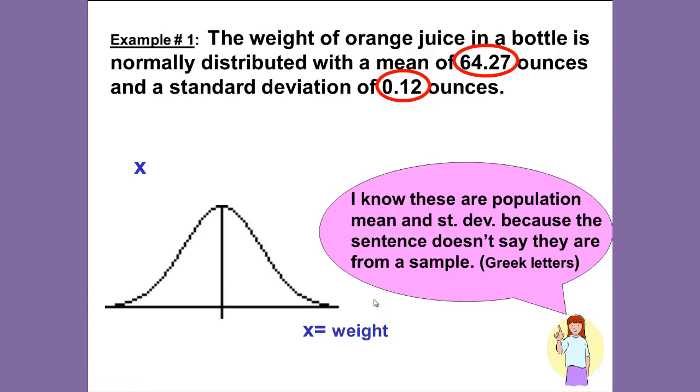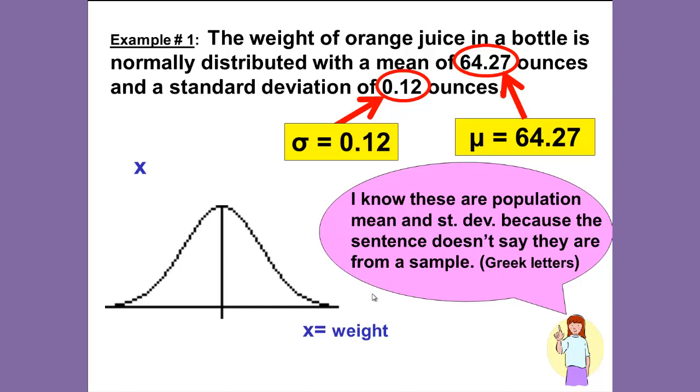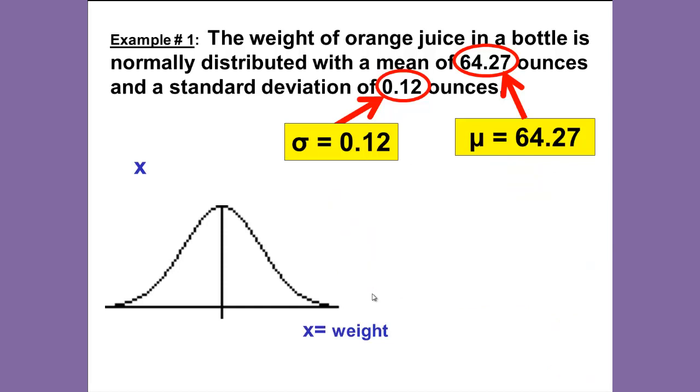I know these are the population mean and standard deviation because the sentence does not say that they're from a sample. Since they are a population, we will use the Greek letters mu and sigma, and place those on our graph, 64.27 under the center line. I generally write the standard deviation somewhere above the graph so that it is out of the problem and in my own handwriting where I'm working the problem. That is what I call taking ownership of the problem.